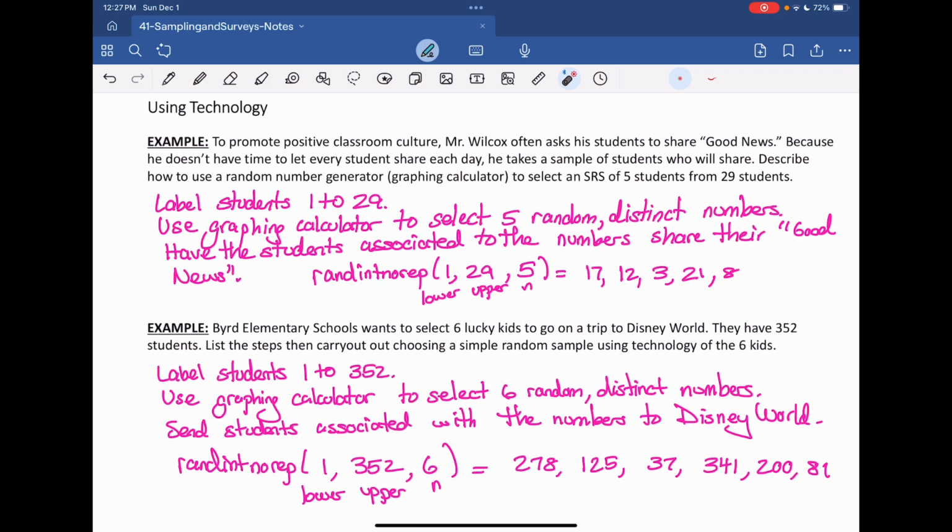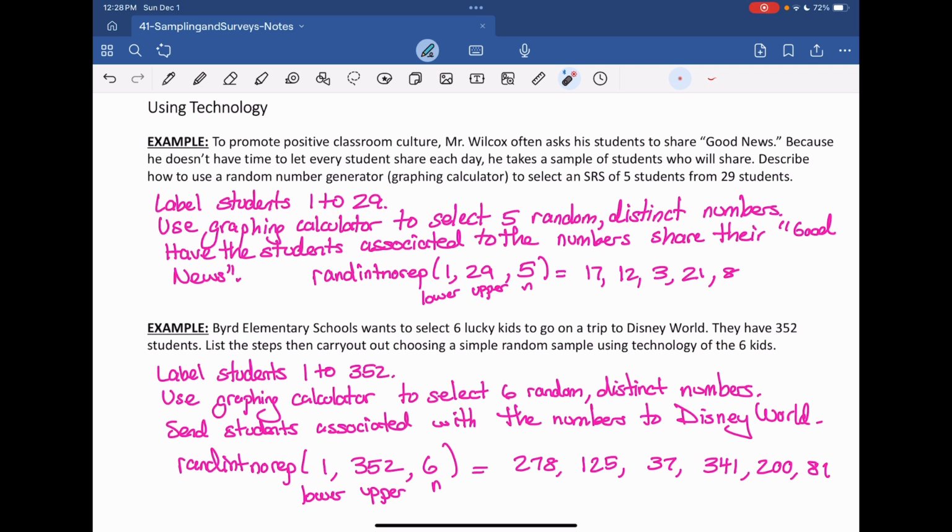Technology. We're going to use a graphing calculator, of course. So to promote positive classroom culture, Mr. Wilcox often asks his students to share good news, because he doesn't have time to let every student share each day. He takes a sample of students who will share. Describe how to use a random generator, aka a graphing calculator, to select an SRS of 5 students from 29 students.